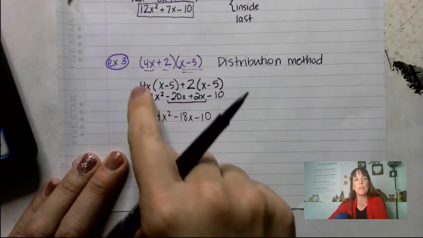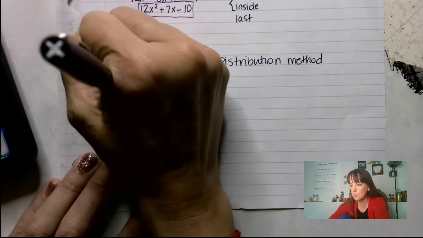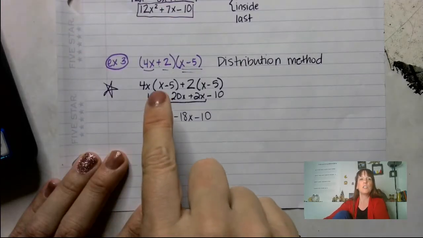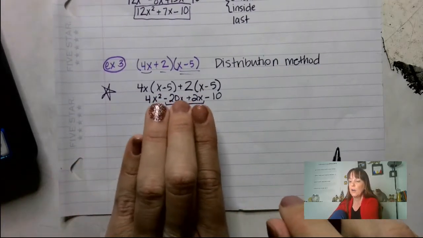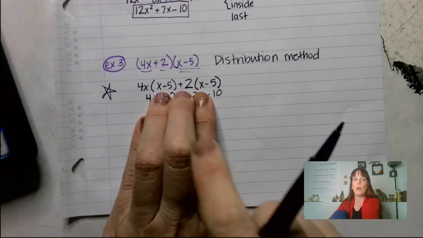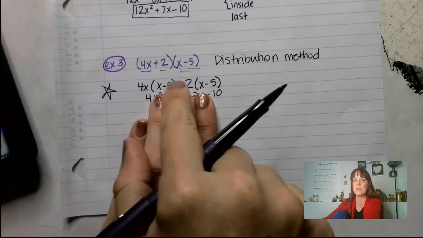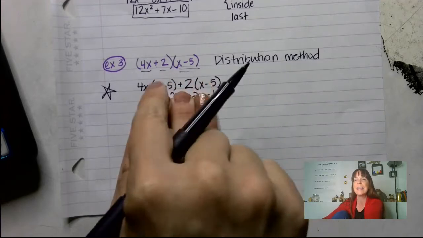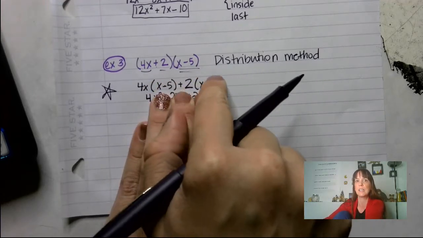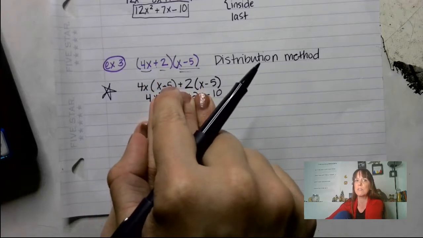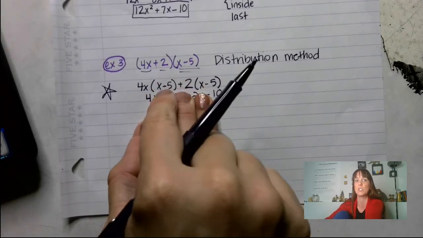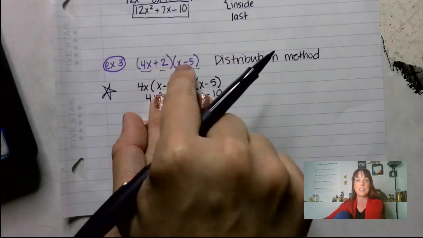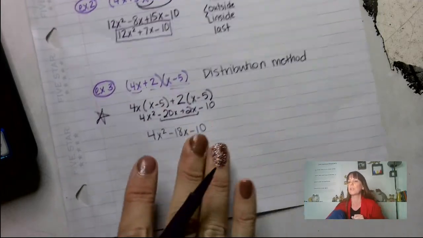This is my preferred method. I like this because do you notice right here on the second line, 4x times x minus 5 plus 2 times x minus 5? Do you see how x minus 5 is written twice? When we go to do some factoring, this is going to come up, and everybody gets confused because they think they should do x minus 5 squared, but it's not x minus 5 squared. So you'll see what I mean when we get to factoring.